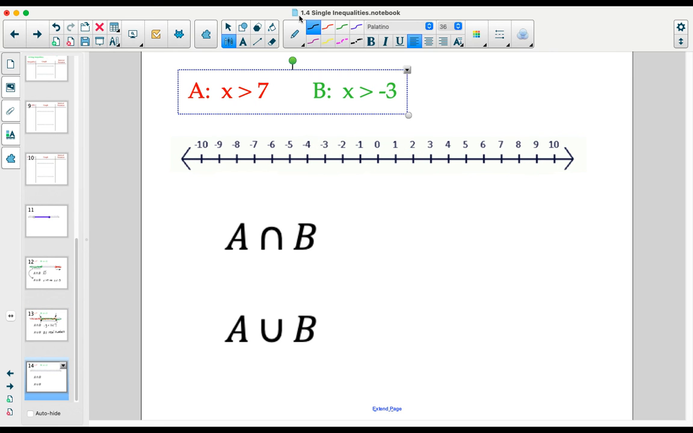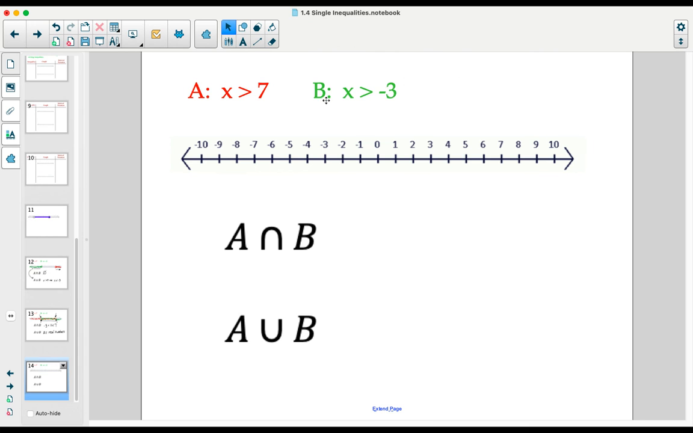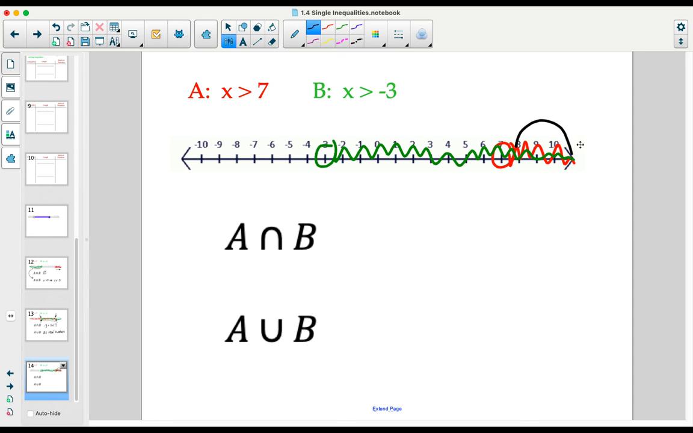Our last example to look at looks similar, but we did turn one of the inequalities around again. So here we have x is greater than 7. So we're going to go this way. And for green, we have x is greater than -3. You can see the double shading space over here above the 7. So the intersection of the two of them is going to just be x is greater than 7.